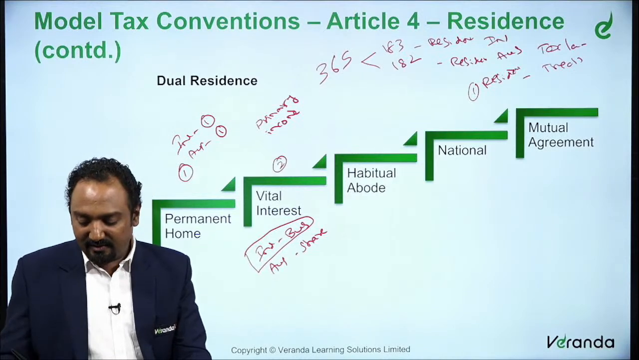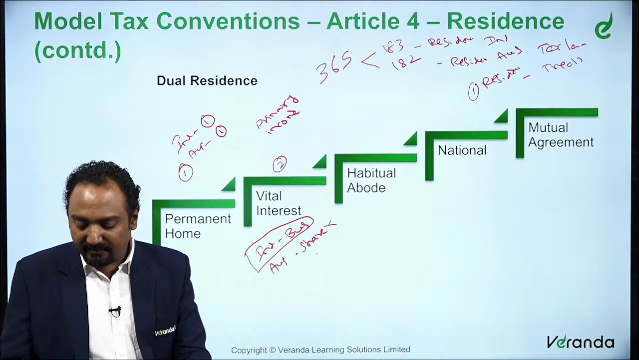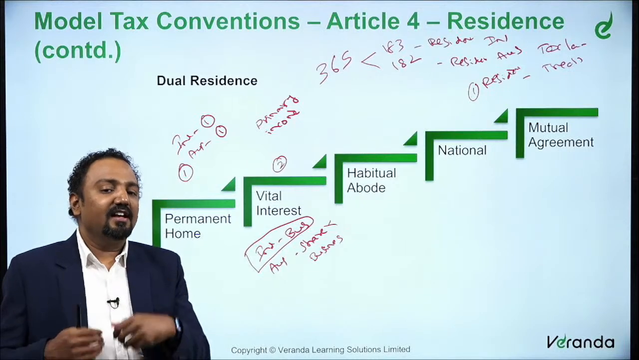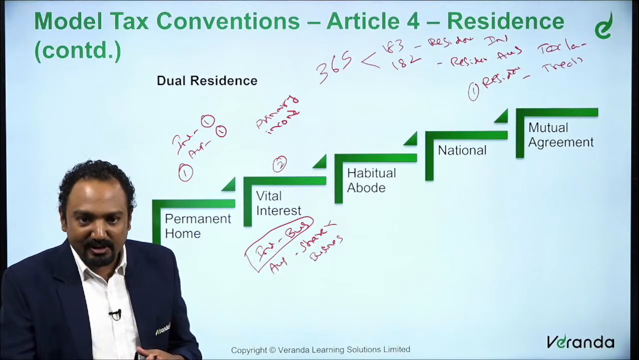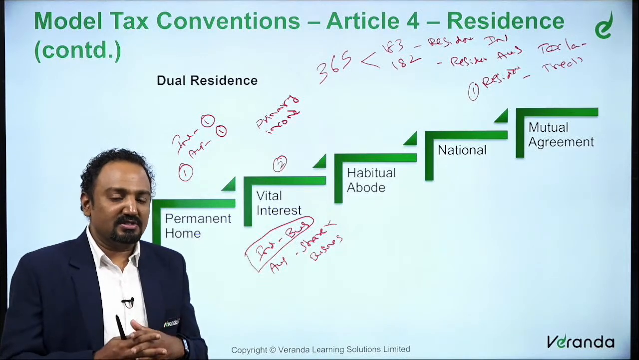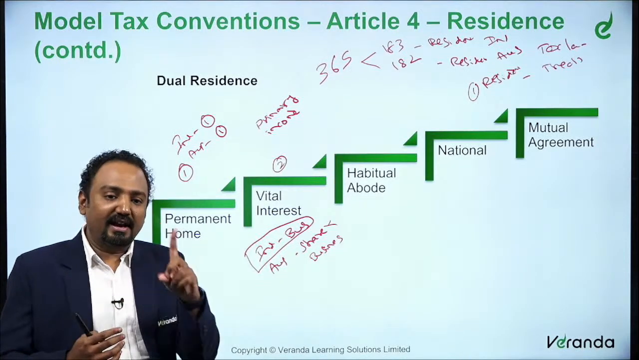Now, what if this is not shares, and you have a business here also? So you have equal vital interest. You have a business in India where you are spending 183 days to take care of it. You are spending 182 days in Australia to take care of that business. So both are vital interests. Again, there is a tiebreaker.